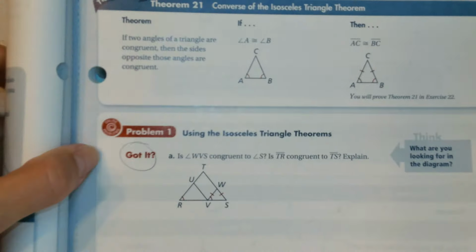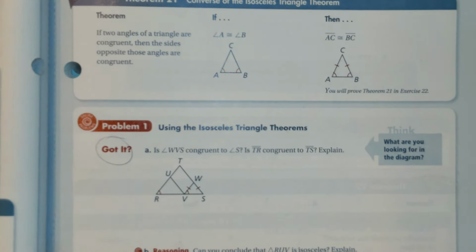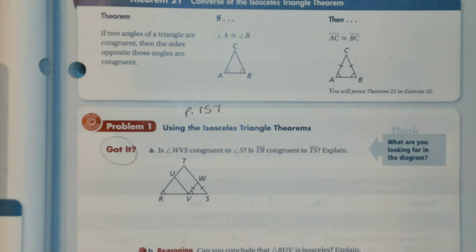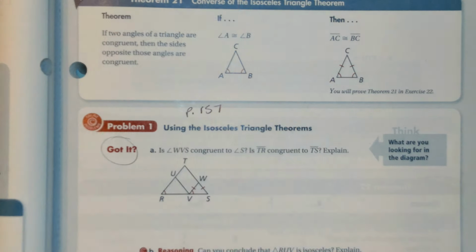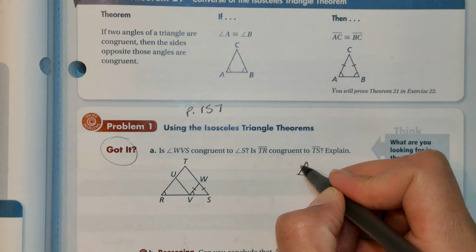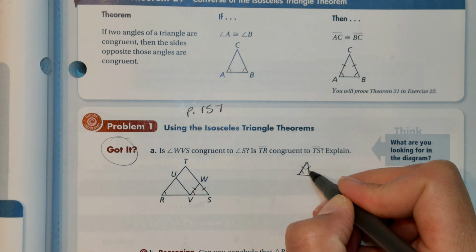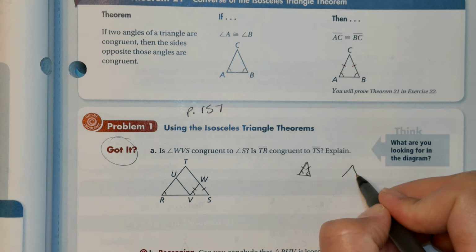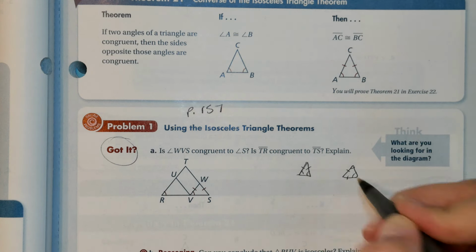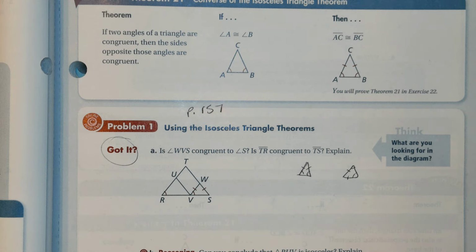So anyways, we are going to start over here with problem 1. So this is page 157. I'll write it at the top, just so you know, page 157. Okay. So we're using the isosceles triangle theorems. So again, basically, in my mind, this is what I think. If I know two sides are congruent, then I can mark the two base angles congruent. Or if I know like two base angles are congruent, maybe it's like that, I know the sides opposite are congruent. So it just depends on what you're given.